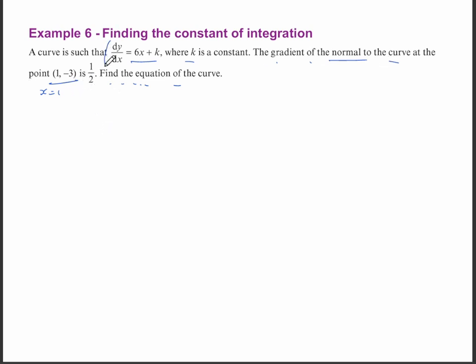We have been given the dy over dx, which is the gradient of the curve at a specific point. And the gradient of the curve is just the gradient of the tangent. Yes, gradient of tangent. And that tangent is obviously perpendicular to the normal. Therefore, if the gradient of the normal when x is equal to 1 is a half, the gradient of the tangent when x is equal to 1 is going to be the reciprocal of a half times -1. So it's going to be -2.